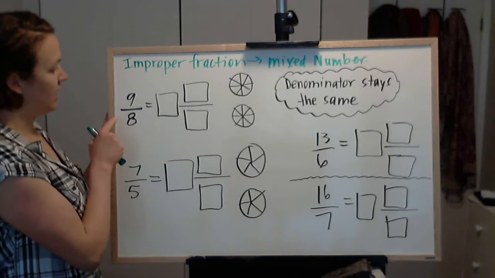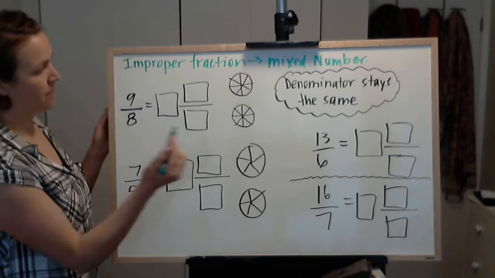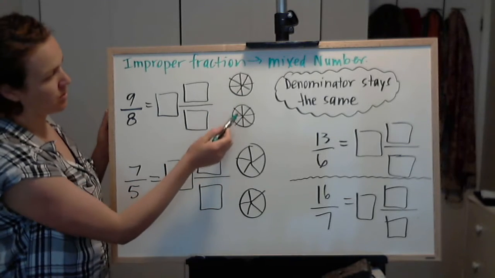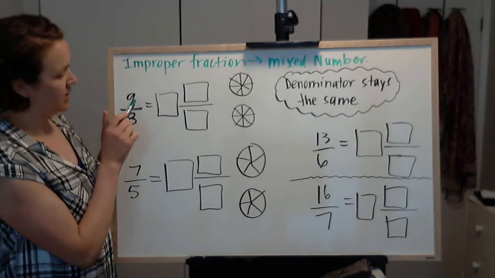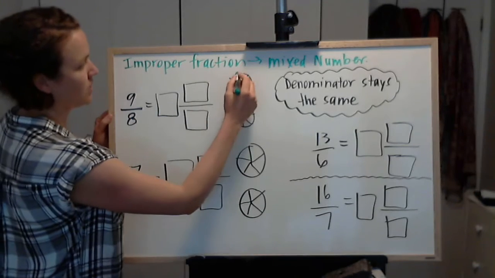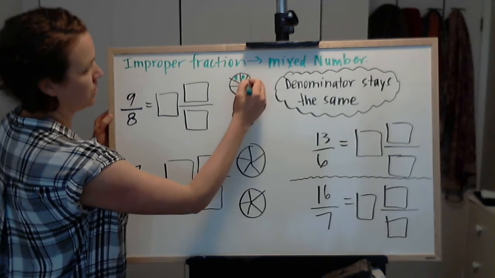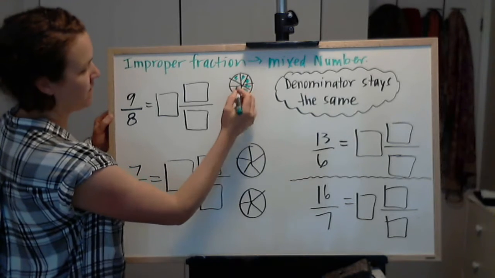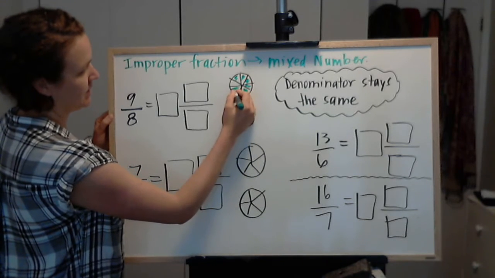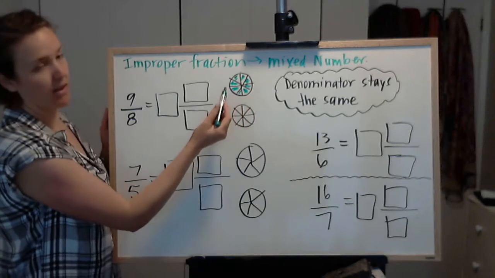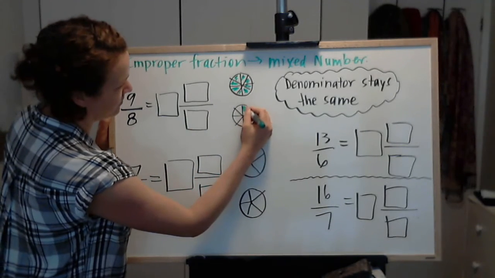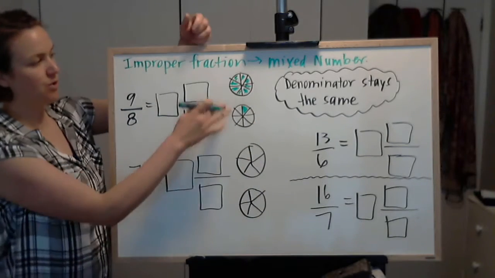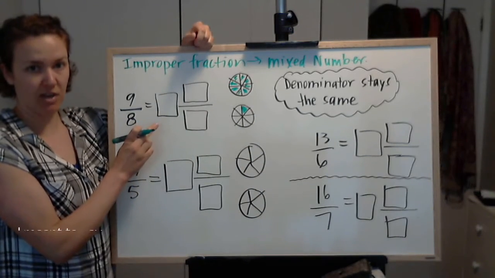So, 9/8. I drew two circles with eighths in them. So what you do is you just fill in the pieces until you have 9 of them. So I'll fill in 1, 2, 3, 4, 5, 6, 7, 8, and then since it's larger than 1, I have to go into the next circle, 9. And then you use your picture to write it as a mixed number.